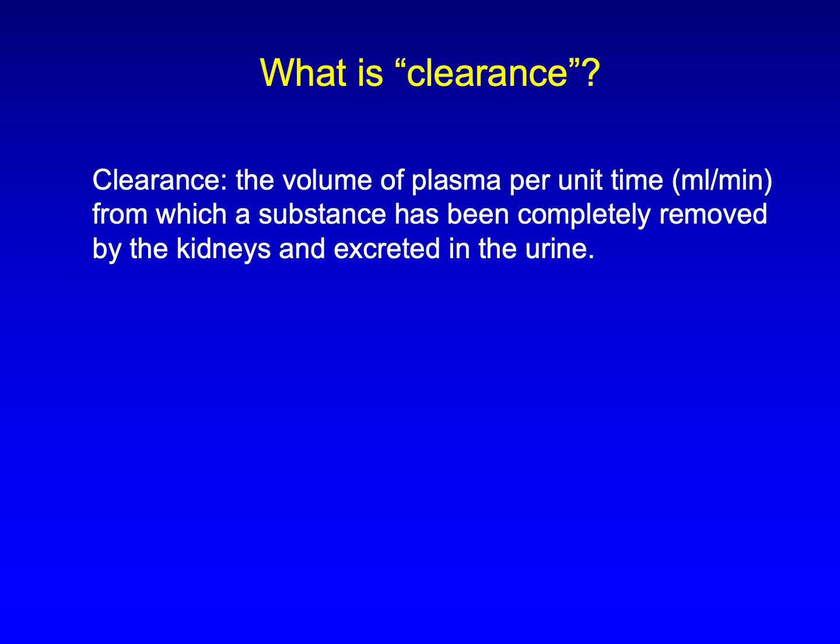The definition of clearance is the volume of plasma per unit of time, usually in mLs per minute, from which a substance has been completely removed by the kidneys and excreted in the urine. Say you have a toxin called X in your body and your kidneys are supposed to be getting rid of it. Each of the 2 million nephrons is working away, extracting molecules of X from the plasma and putting them in the urine, and you want to have a measure of how well your kidneys are doing at this process. This is the formula that we use.